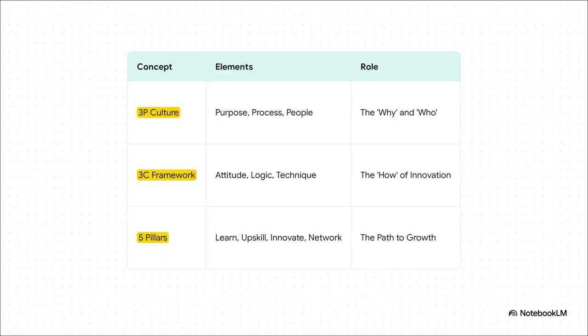Now, the framework they introduce is built on these interlocking concepts that give them a clear path. The 3P culture, that's purpose, people, and process, defines the why and the who. Then the 3C framework provides the how, the attitude, logic, and technique for innovation. And finally, the 5 pillars map out the actual journey to growth, through learning, upskilling, and networking.